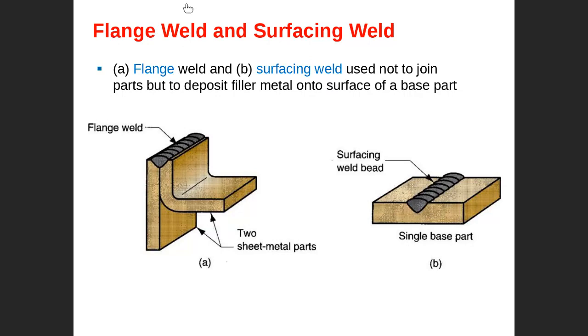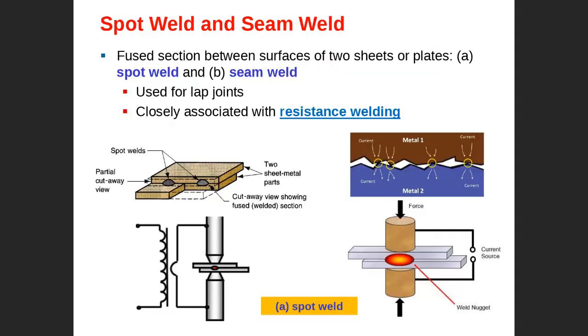Actually, in the surface weld case, there is no welding. It's not used to join. It is one part actually. The main issue here is we deposit material, to compensate for wear or something you need to recover, then you put some material on the surface. That's it. Next is spot weld and seam weld.